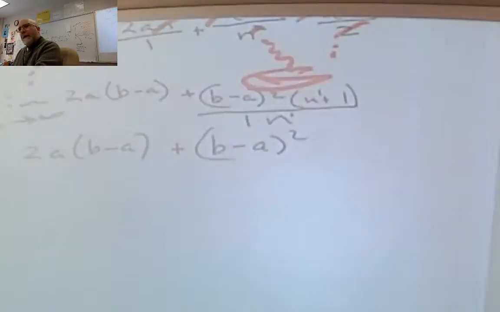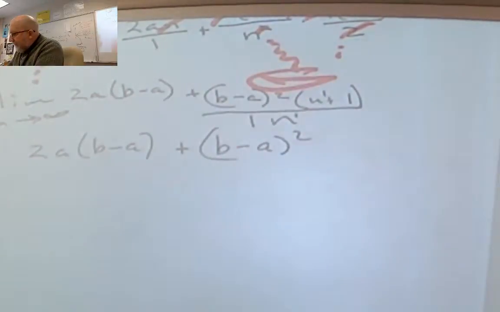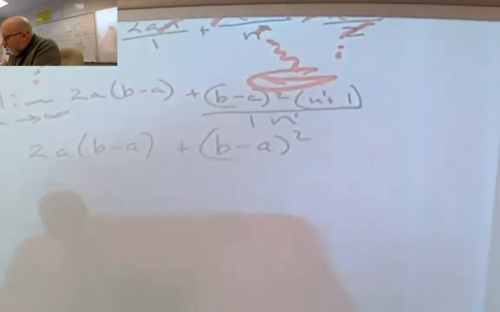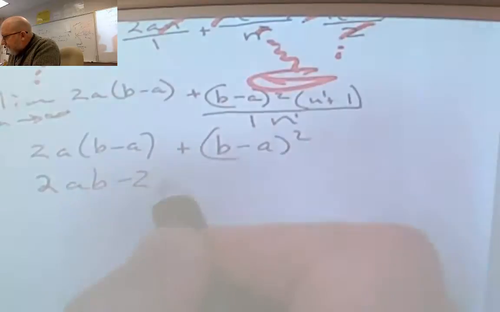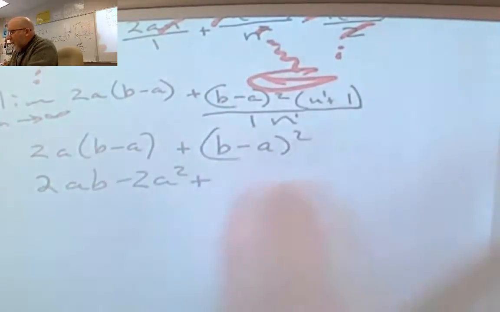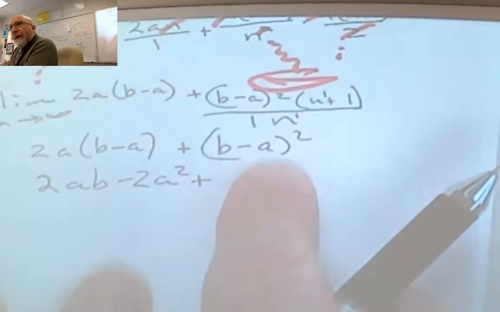Now we're going to do a little algebra. We're going to distribute the 2a. What do I get? 2ab minus 2a squared. Perfect. Plus, now, what do we get when we multiply that out in our head?